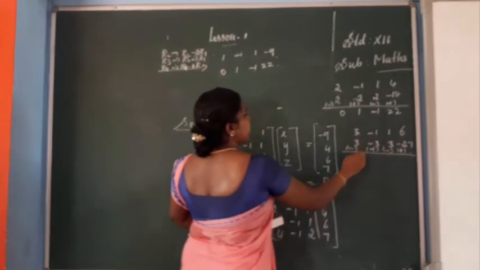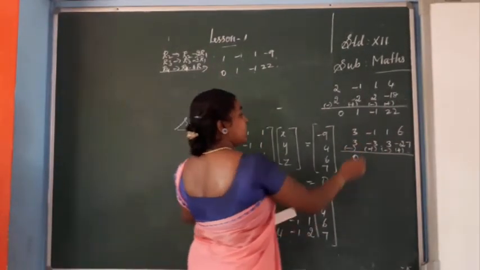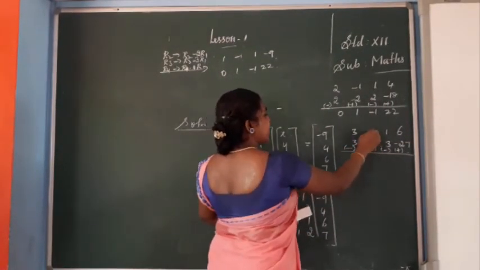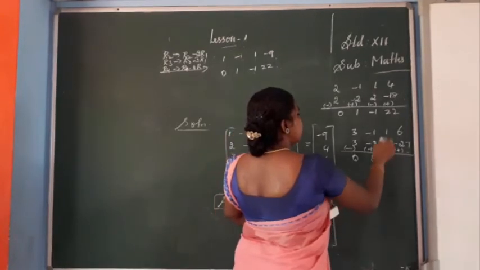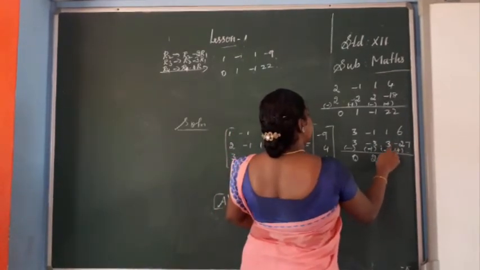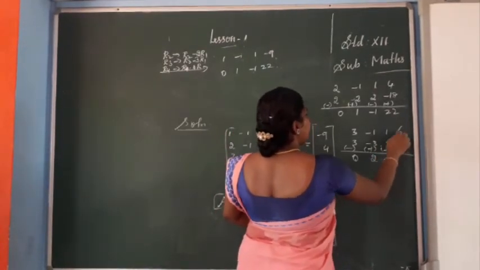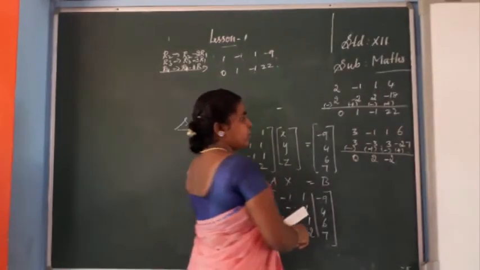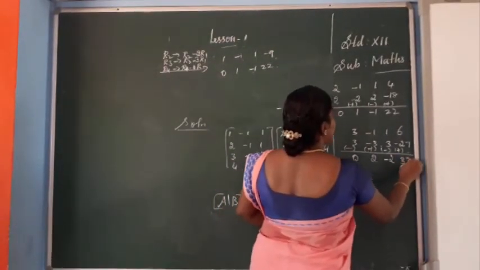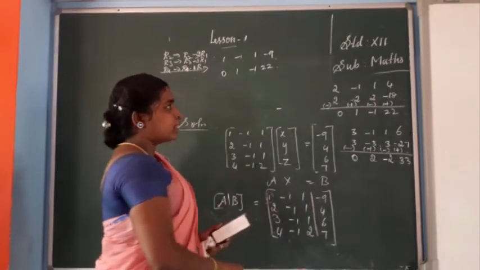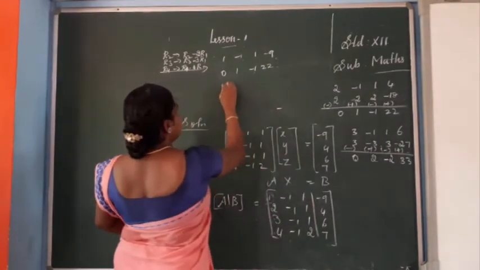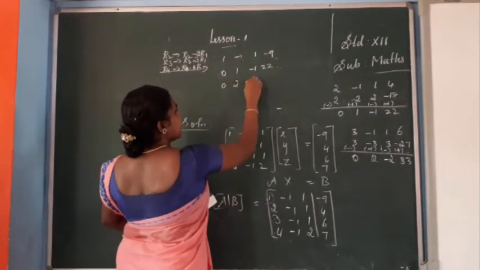Okay. 3 minus 3 is 0. Minus 1 plus 3, greater is plus. 3 minus 1 is 2. This 1 minus 3, greater is minus. 3 minus 1 is 2. This is 6 plus 27, so that is 33. Okay. 6 plus 27 is 33. So 0, 2, minus 2, 33.